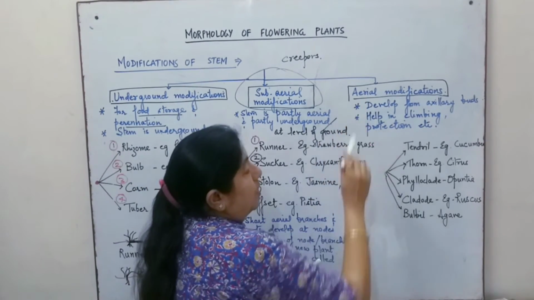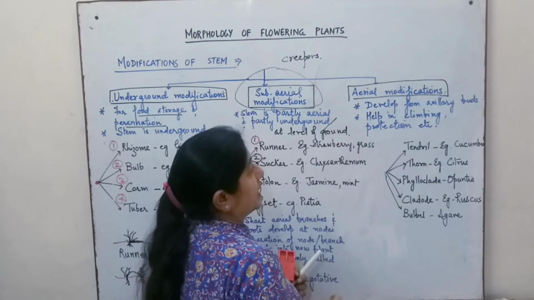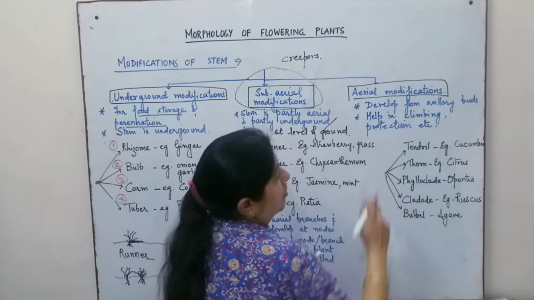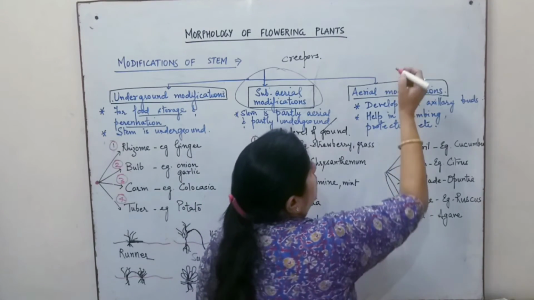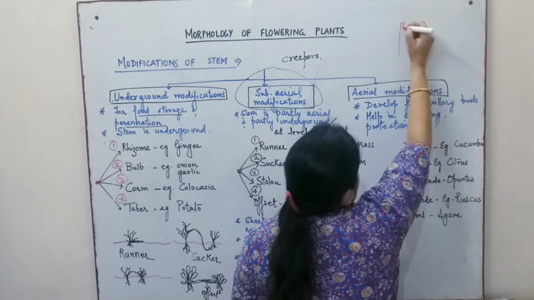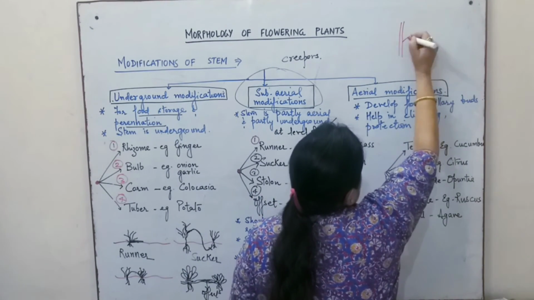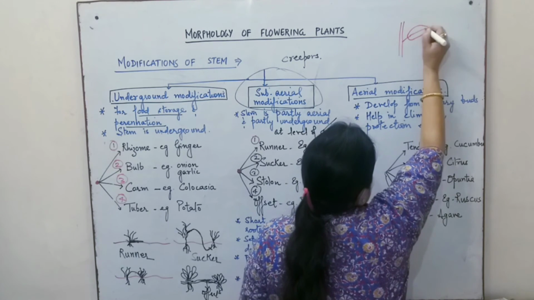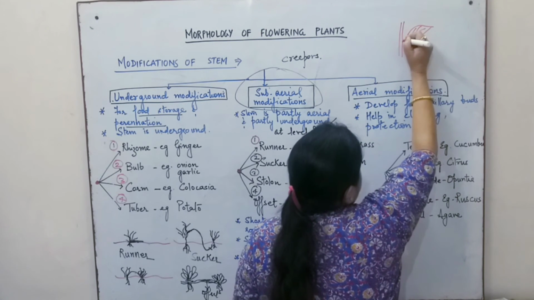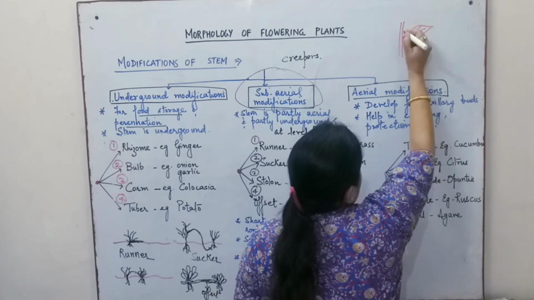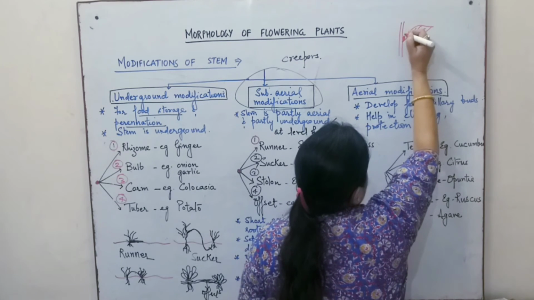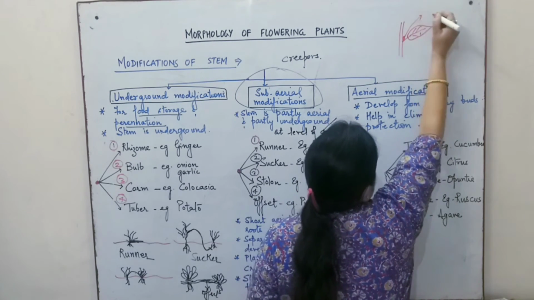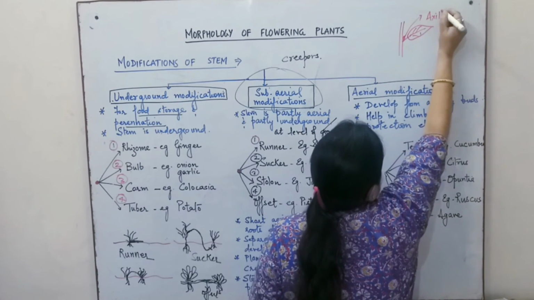Let us talk now about the aerial modification. The aerial modification developed from the axillary bud. Now when we are talking of the buds, this is the stem and the leaf over here. This structure over here is the axillary bud. This is the axil and this is the axillary bud.